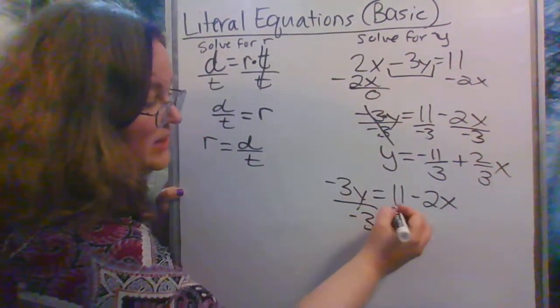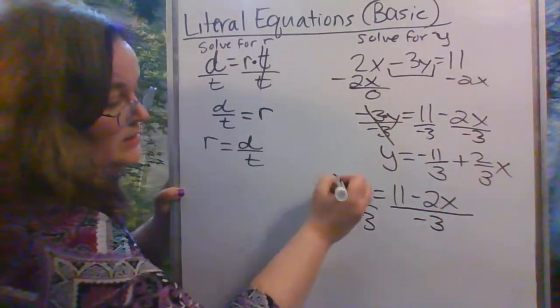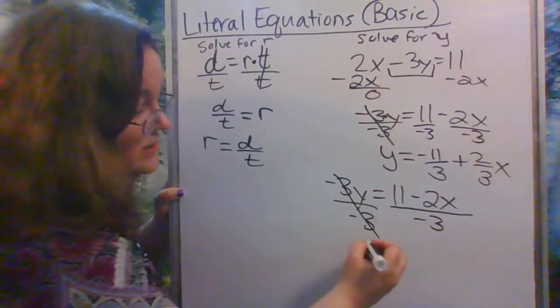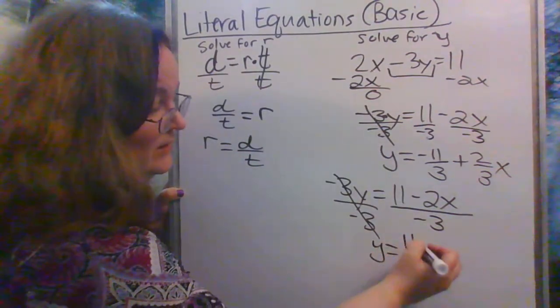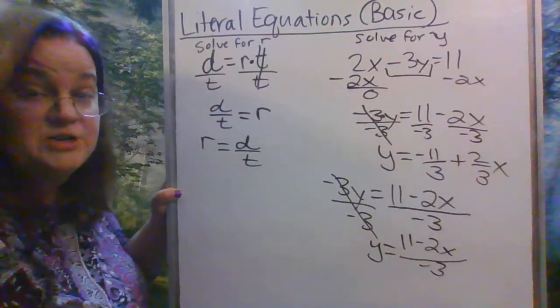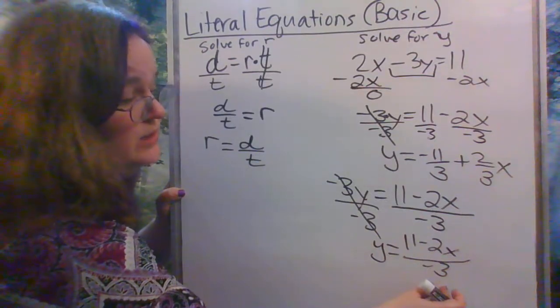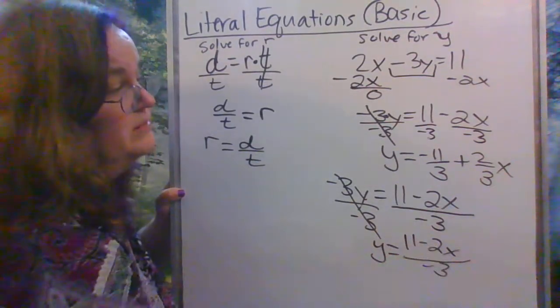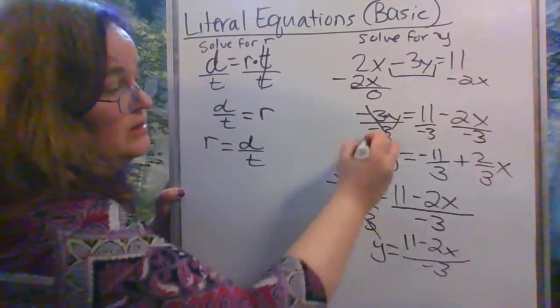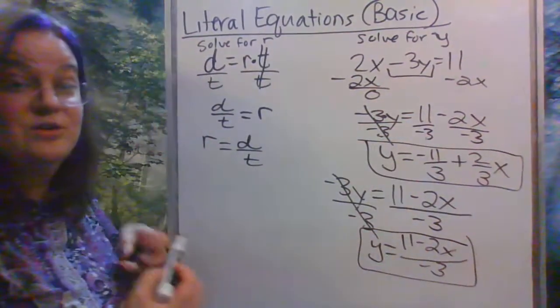So I could have shown it as I divided this whole side by negative 3. Negative 3 divided by negative 3 is 1, and 1 times y is y. And then I just leave this as one big fraction. Remember, fractions are grouping symbols, so it means I have to do the numerator before I divide by negative 3, which means both of these things are divided by negative 3, just like up here. So either this or this is the correct answer.